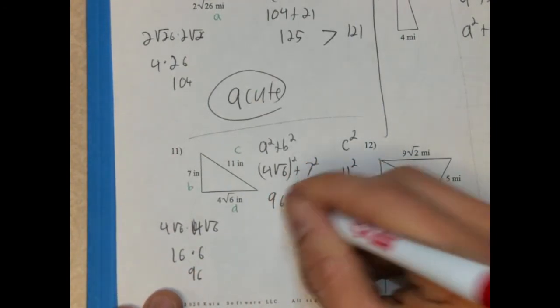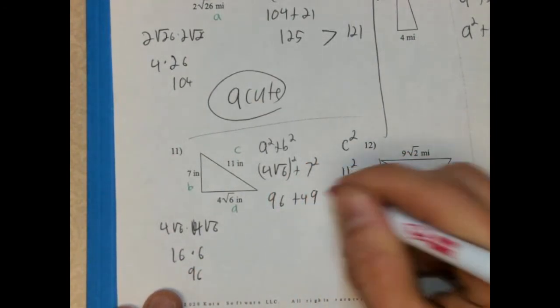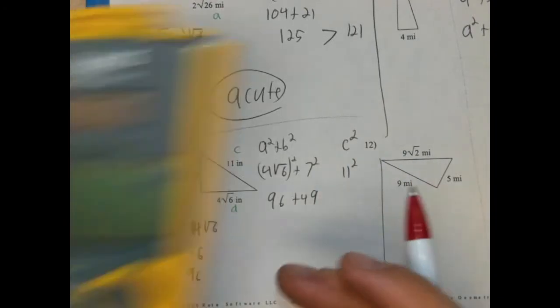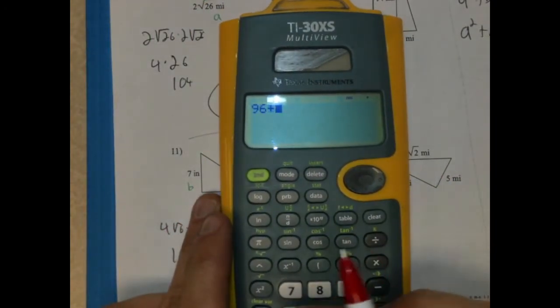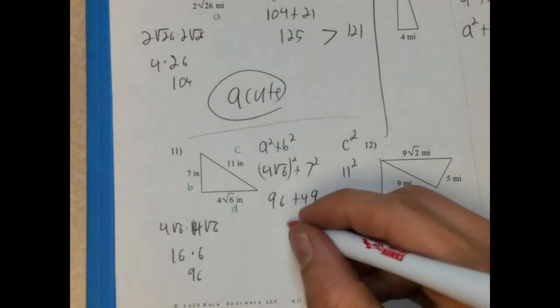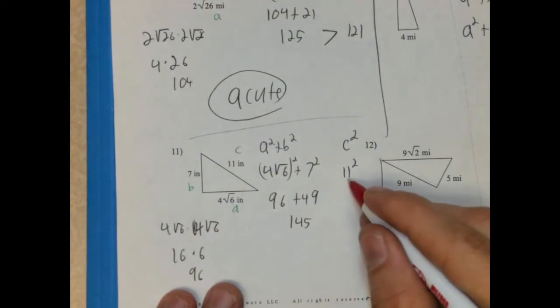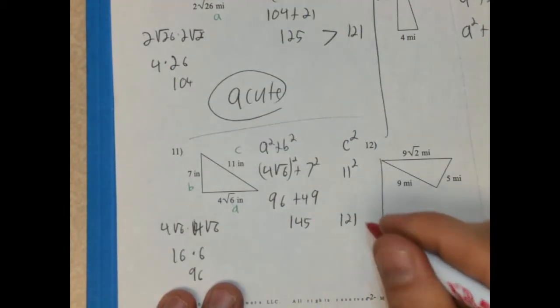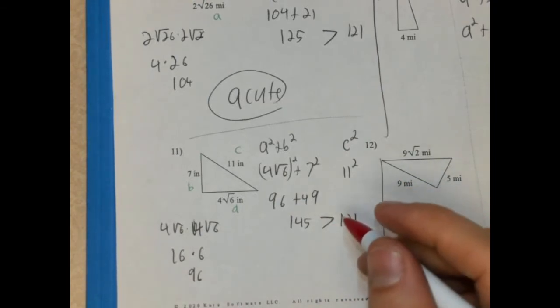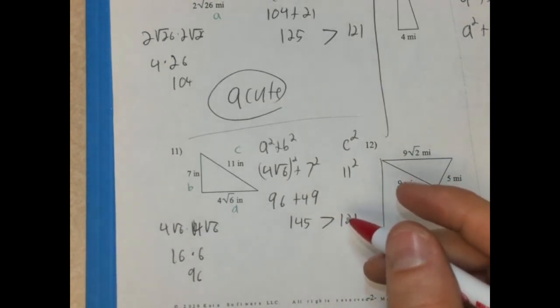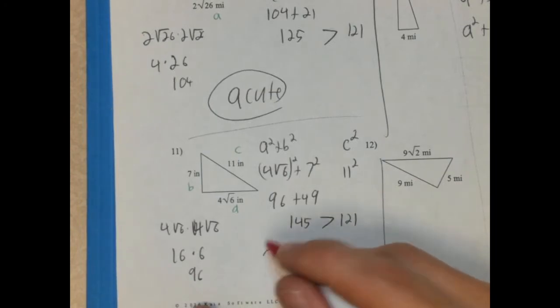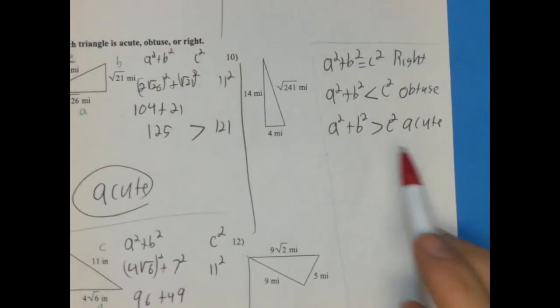So 96 is here. 7 squared is 49. So 96 plus 49, 145. And 11 squared is 121. So again, the sum of the squares of the two sides is larger than the longest side squared. So if we go over and check, it means it's going to be acute.